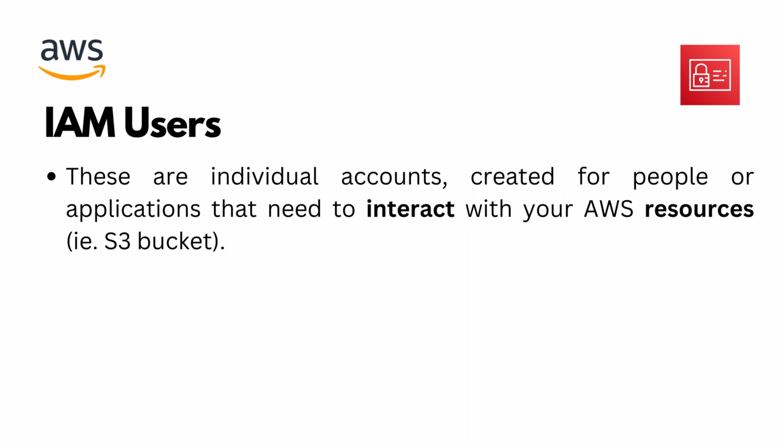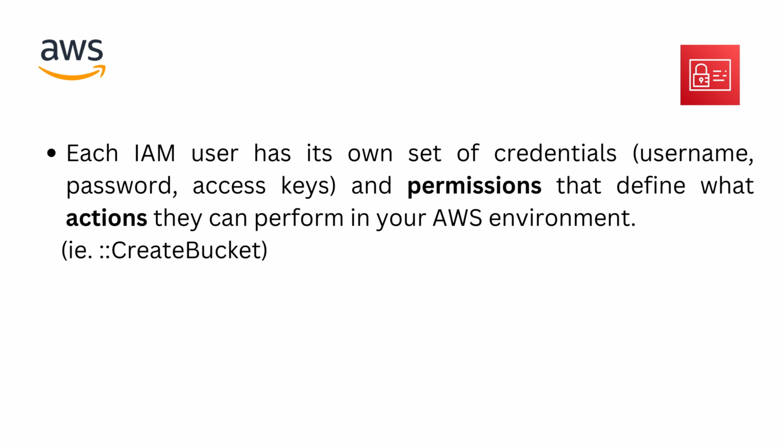Now let's look at the first element of the IAM service. The first one is the IAM user. These are individual accounts created for people or applications that need to interact with your AWS resources. For example, you can create a user to interact with an S3 bucket on AWS. Now, each user has its own set of credentials. They can have a username, password, or access keys. These users also have permissions that define what actions they can perform in your AWS environment. For example, a user can have a permission to create a bucket in S3.